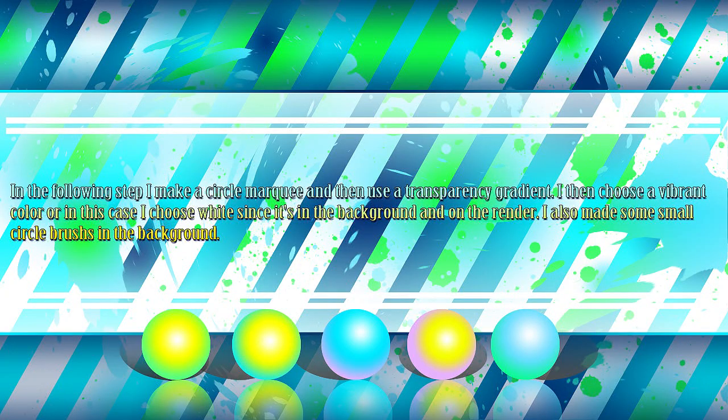In the following step, I make a circle marquee, and then using a transparency gradient, I then choose a vibrant color, or in this case, I choose white since it's in the background and on the render. I also made some small circle brushes in the background.